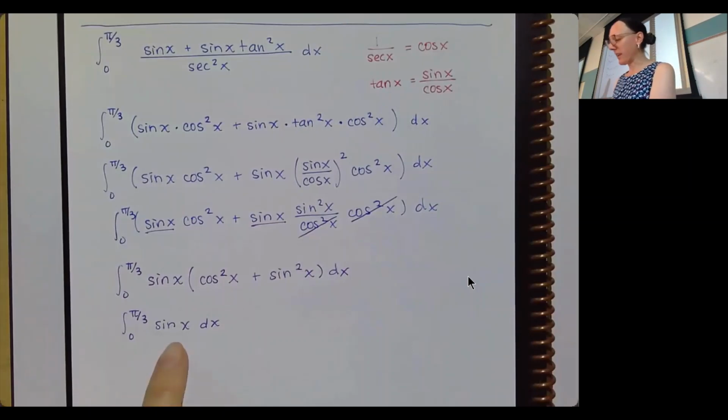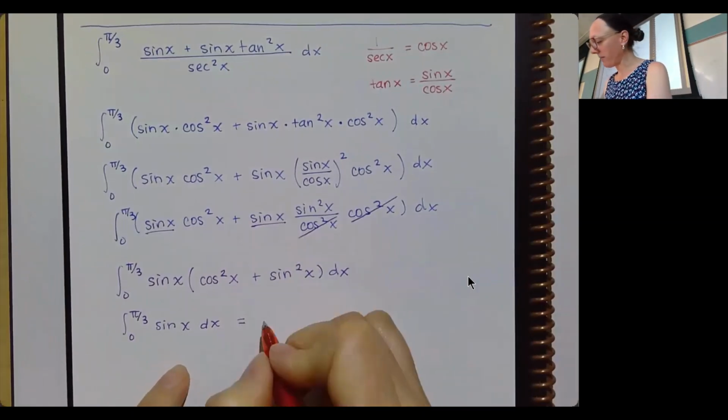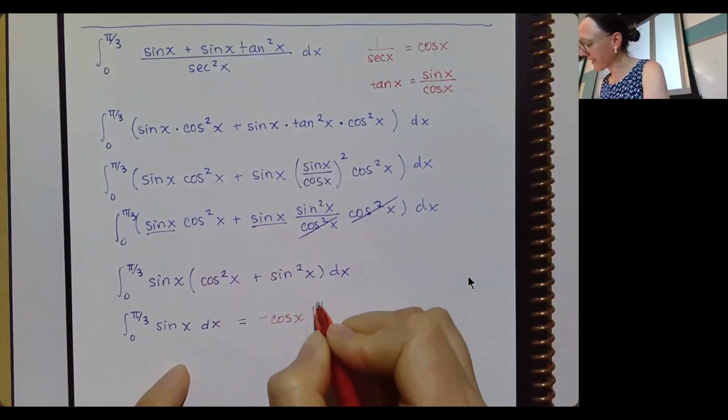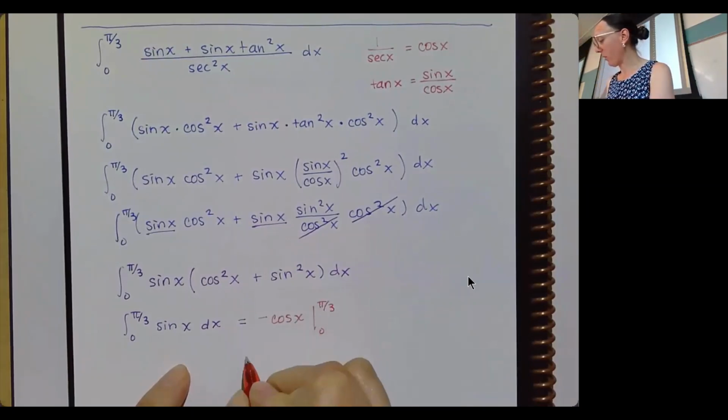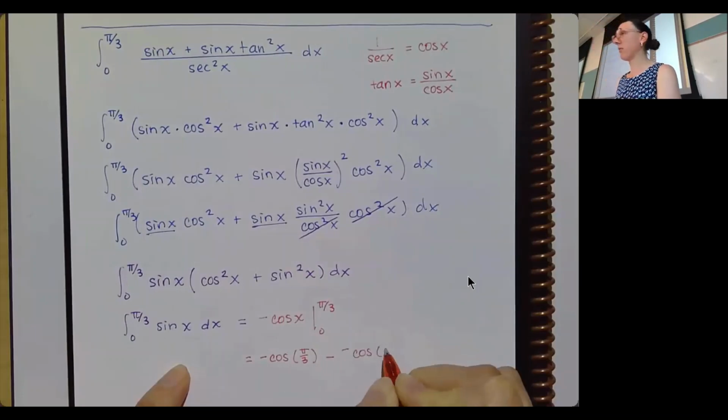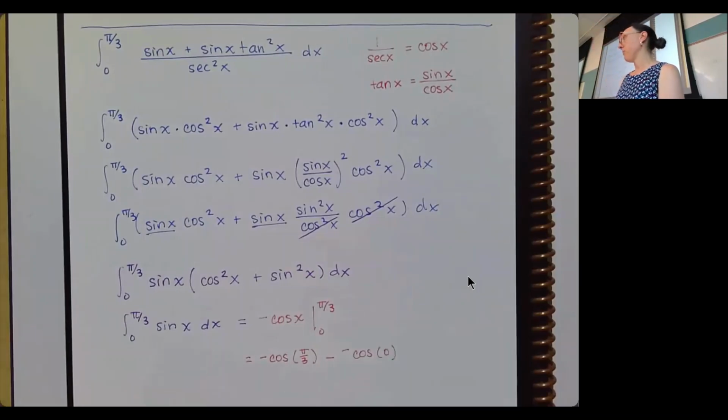Whose derivative is equal to sine of x? Negative cosine. And then we're evaluating that at 0 and pi over 3. So I'd end up with negative cosine of pi over 3 minus negative cosine of 0. I think we ought to be able to simplify both of those, but I'm sure it would be fine to leave it as well.